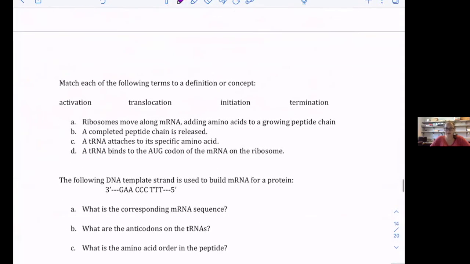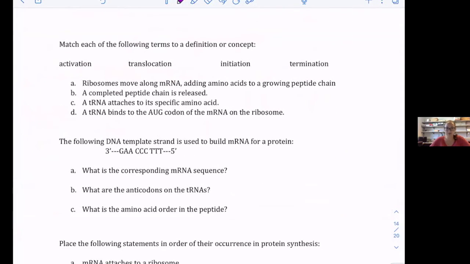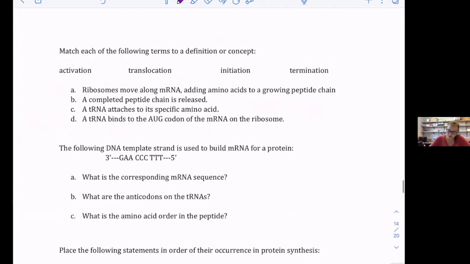Okay, we've got a lot to do, so let's just keep chugging along. Match the following terms to a definition or a concept. Ribosomes move along mRNA, adding amino acids and growing a peptide chain. So this is adding one by one to get our peptide chain. This is going to be translocation. Actually, let's just put letters here. This is A. A completed peptide chain is released. That is going to be termination. That's when we finish making our peptide chain.